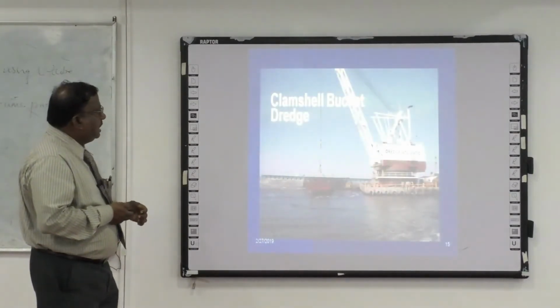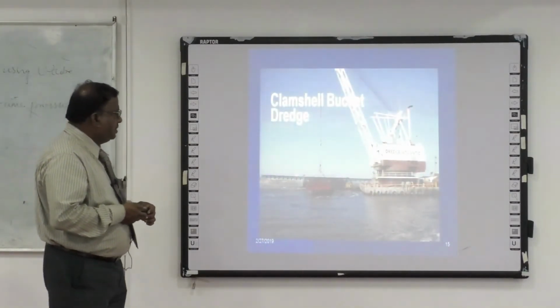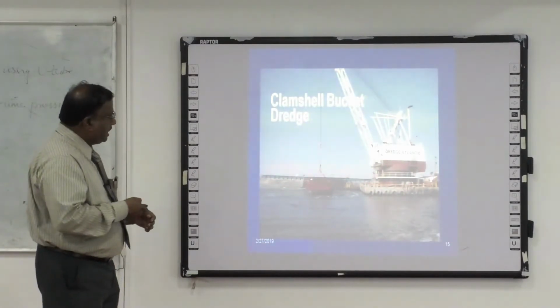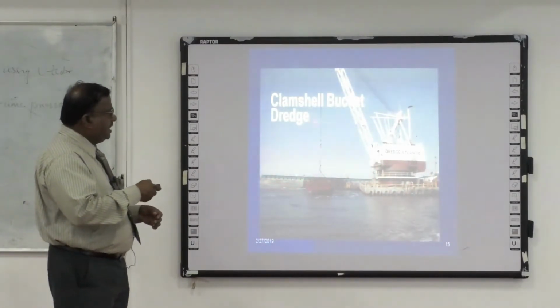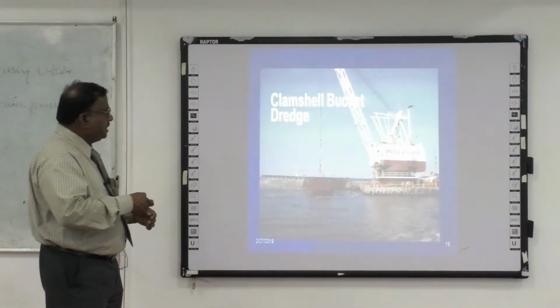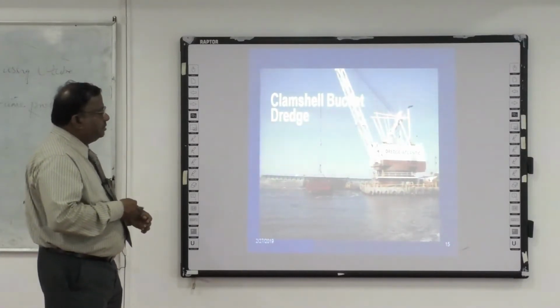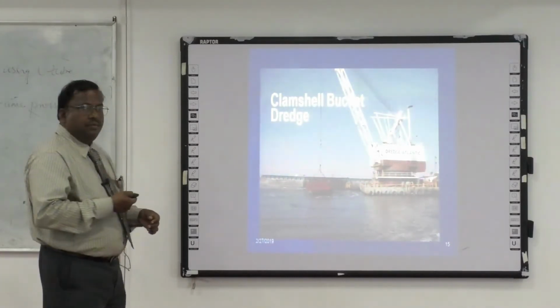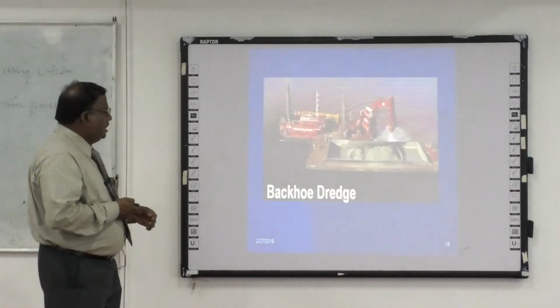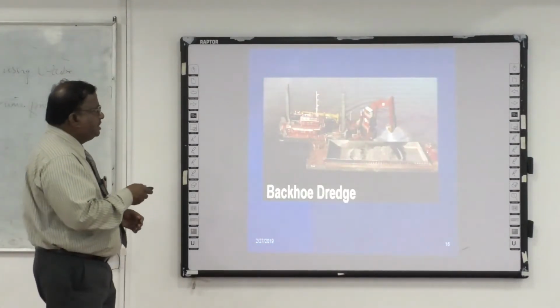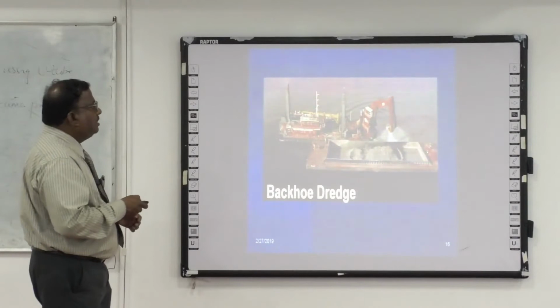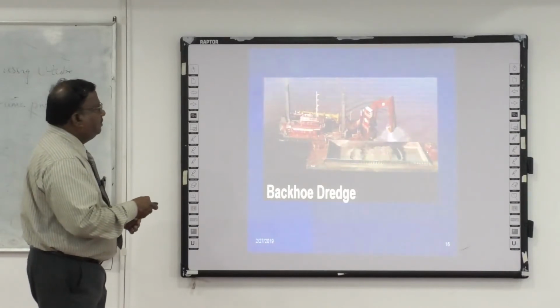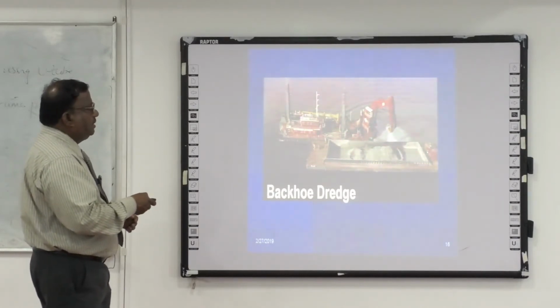So we can see the clamshell bucket dredgers. This looks like a clamshell dredge. The name comes from the shape of the bucket. This is one of the latest and frequently used dredgers. And this is a backhoe dredger. So this is similar to a clamp. It lifts it and brings it back to the nearby barge.